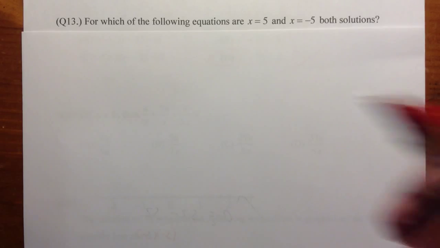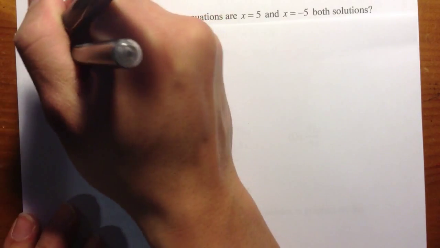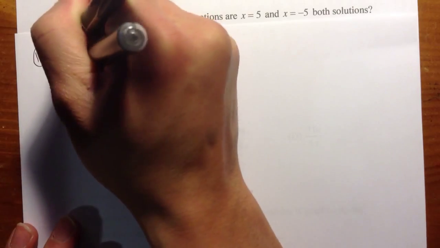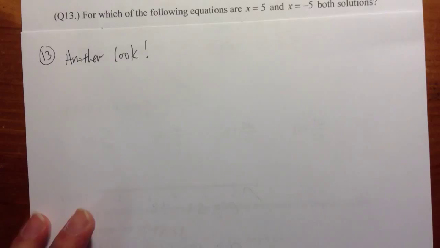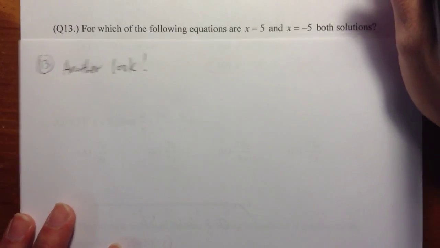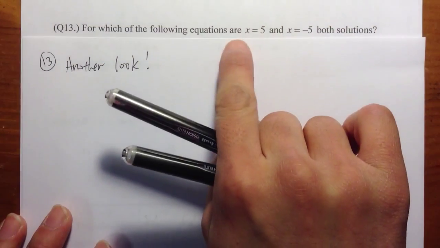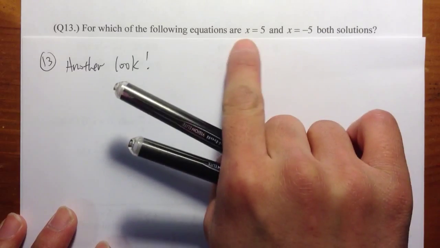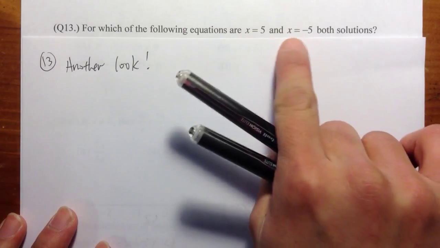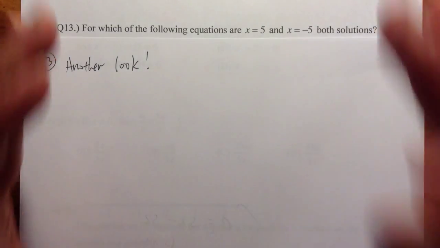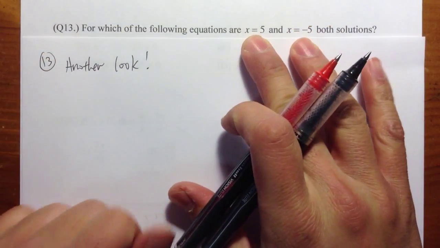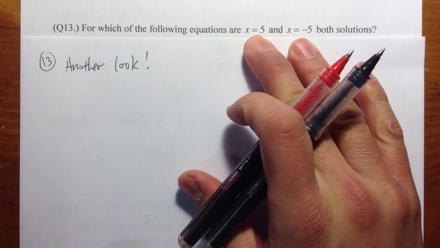Question 13, another look. As I promised, this is another way to do question number 13. Another look, another way to do it. Which of the following equations have x equal to 5 and x equal to negative 5 as solutions? And we'll have to make sure that they both work. 5 and negative 5, they both work.